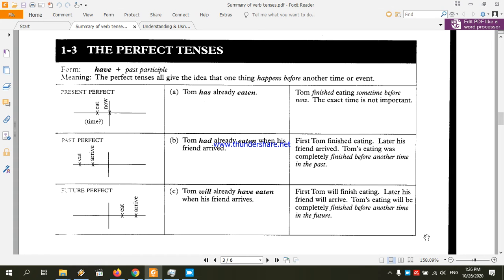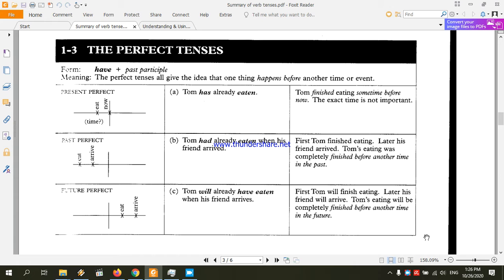Today we're going to continue our talk about grammar, and we are still talking about the different tenses in English. Previously we talked about the simple tenses and the progressive tenses. Today we're going to start with the perfect tenses.